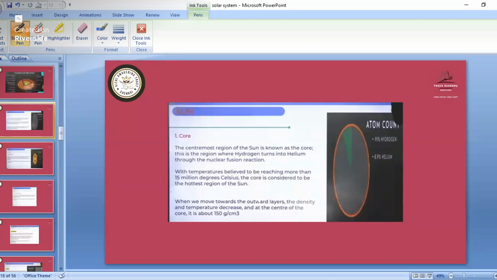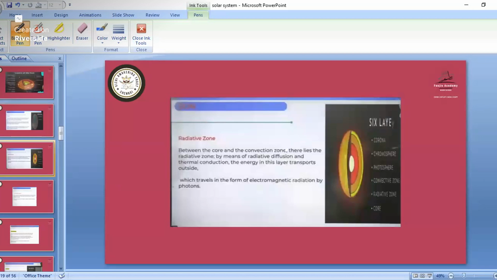When we move towards the outward layers, the density and temperature decrease. As I said, at the outer surface we have only 6000 degrees Celsius. As we move outward, the density and temperature keep decreasing. At the center of the core, the density is about 150 grams per cubic centimeter. So remember the temperature of the outer surface is 6000 degrees Celsius.